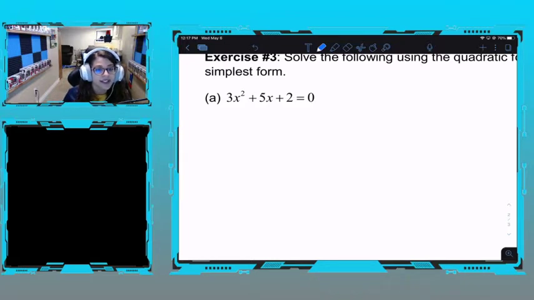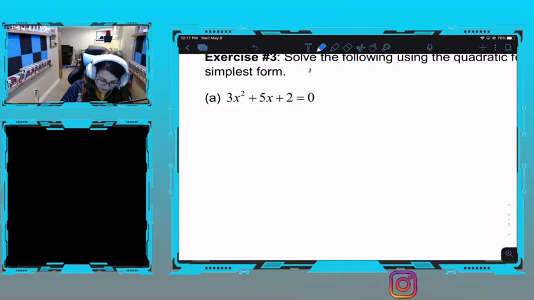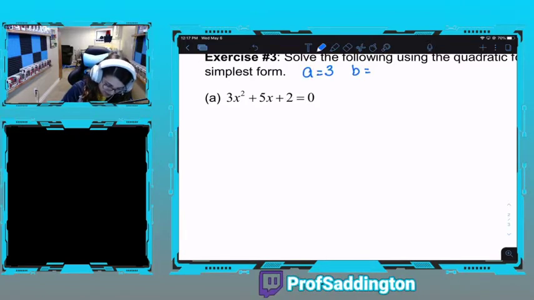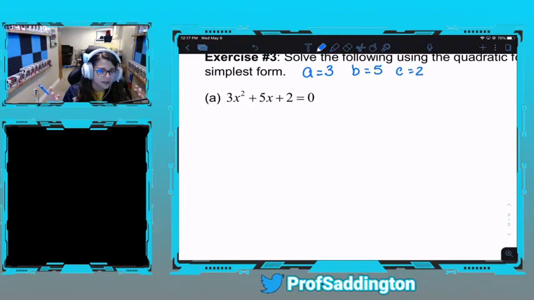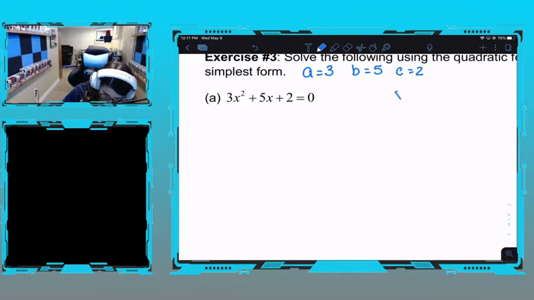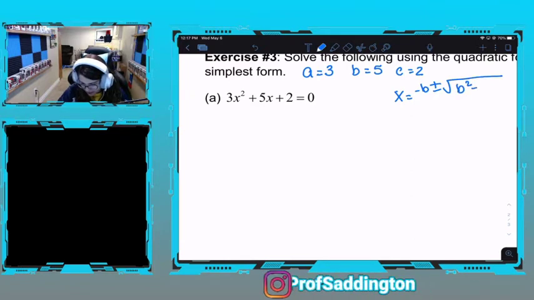So as I see, it is written in standard form and it's set equal to 0. So we're going to say what our A, our B, and our C are equal to. I just think it helps kind of organize the information. And then if it's helpful, I'm going to rewrite the formula again. Negative b plus or minus the square root of b squared minus 4ac all over 2a.